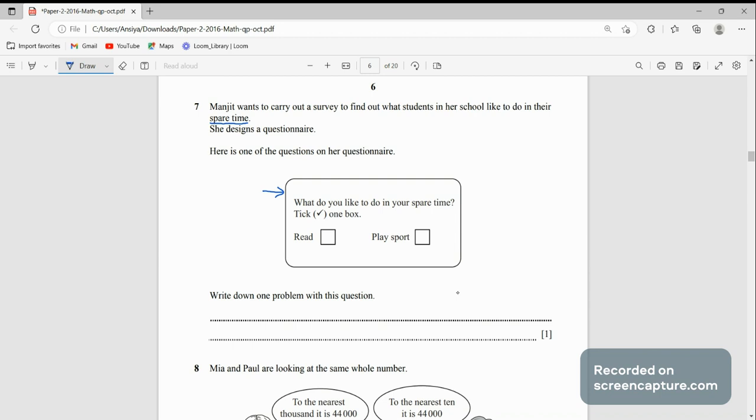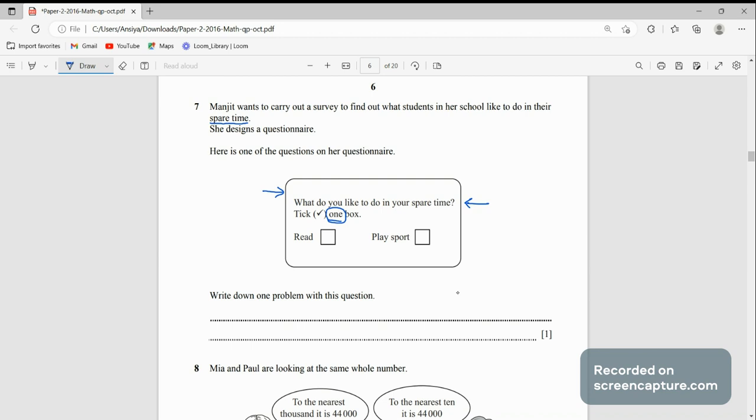There are some problems in this. Write down any one problem that you notice. In this case, each student is going to write a different answer. If that makes sense, you will get the mark. So, in my point of view, the question is what do you like to do in your spare time, and tick one box. See, that's one mistake. We can tick only one box. What if I like to do both? Sometimes I like to do reading, sometimes I like to play sports. It says tick only one box, so they are restricting my hobbies.